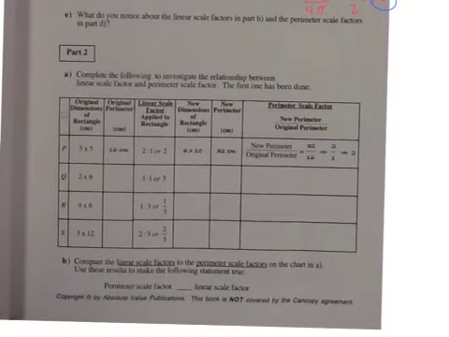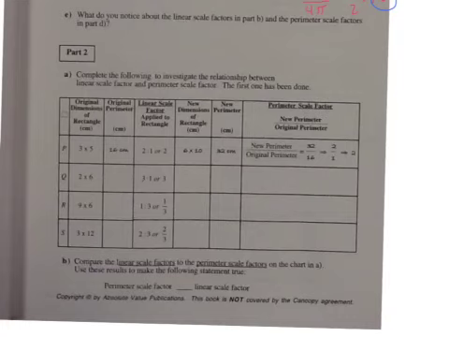So complete the following to investigate the relationship between linear scale factor and perimeter scale factor. The first one has been done. So the original dimensions of the rectangle, the original perimeter, the linear scale factor, the new dimensions of the rectangle, and the new perimeter. So you can read that was 3 by 5, the original perimeter was 16, the linear scale factor was 2 to 1, and the perimeter scale factor is 2.